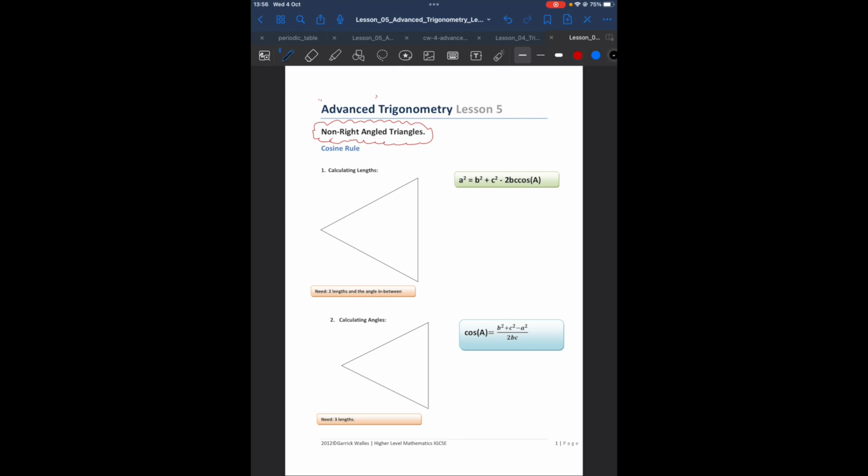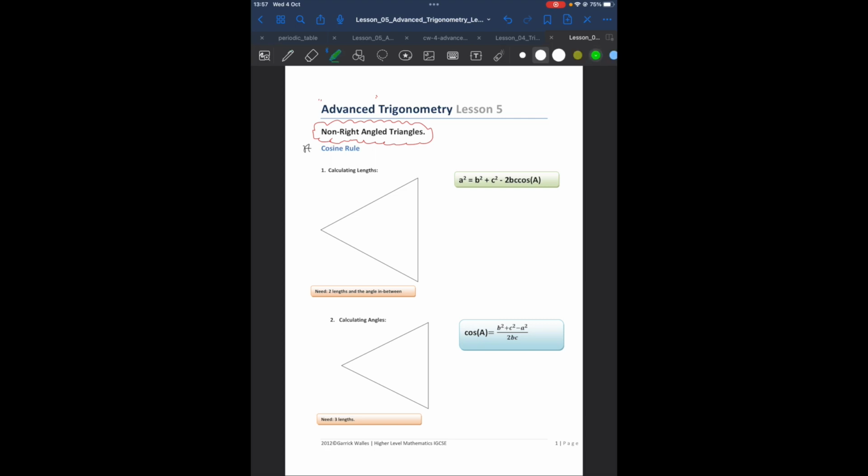The advanced part basically means that you have to recognize these types of questions when you see them on an exam paper. They're not going to be at the beginning of a paper, they're going to be somewhere in the middle going towards the end. There are two rules for working with triangles which are not right-angled triangles. The first rule is called the cosine rule.